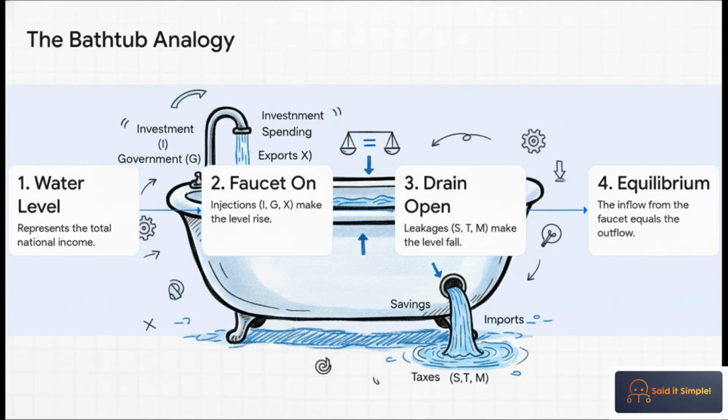So let's put it all together. The water level in our bathtub represents our total national income. The faucet, that's our injections: investment, government spending, and exports, makes the water level rise. That means the economy is growing. The drain, our leakages: savings, taxes, and imports, makes the water level fall, which can make the economy shrink. And the sweet spot, what economists call equilibrium, is when the water coming in from the faucet is perfectly balanced by the water going out the drain.